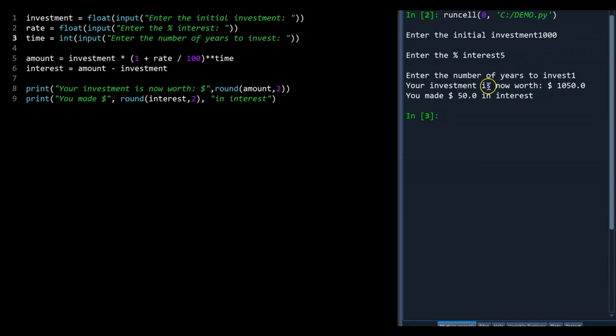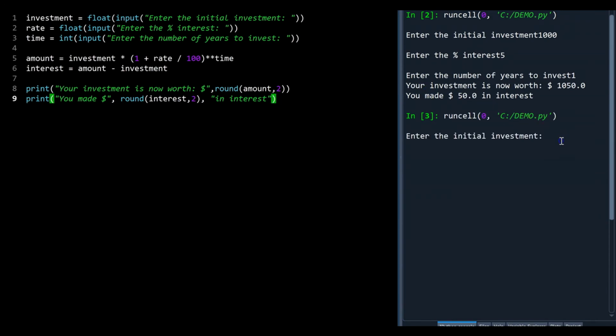Let's see if this makes sense. If you have $1,000 and you're making 5% interest, that would be $50 every year. And it's compound interest, so if you know anything about that, after more years it'll be more than 50, but after 1 year it would be $50. So that output kind of makes sense.